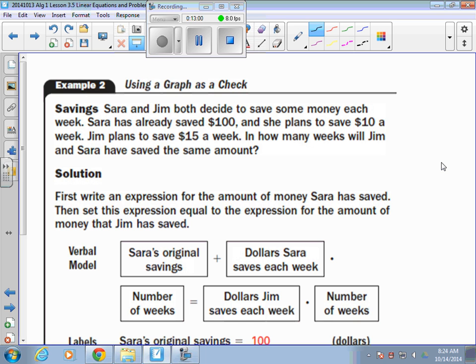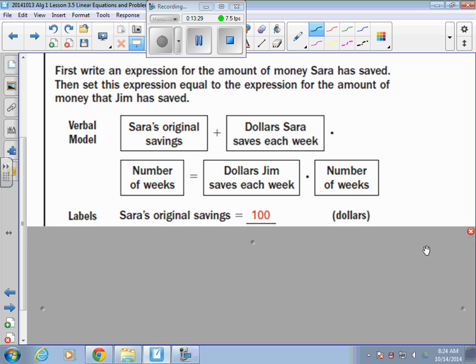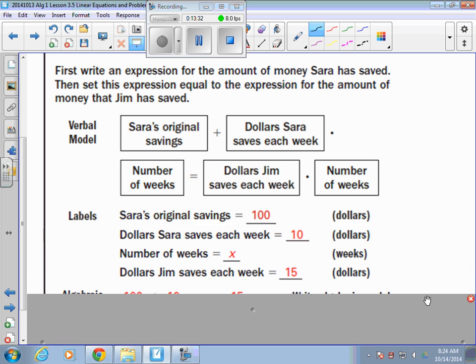It says, so first write an expression for the amount of money Sarah has saved. Then set this expression equal to the expression for the amount of money that Jim has saved. So Sarah's original savings plus how much she saves each week times the number of weeks equals Jim's amount he's going to save each week times the number of weeks. Notice what's more on Sarah's side is her original savings. Jim doesn't have that. Okay, so when we label each one of these, we know what everything's going to be. We know Sarah's original savings is $100.